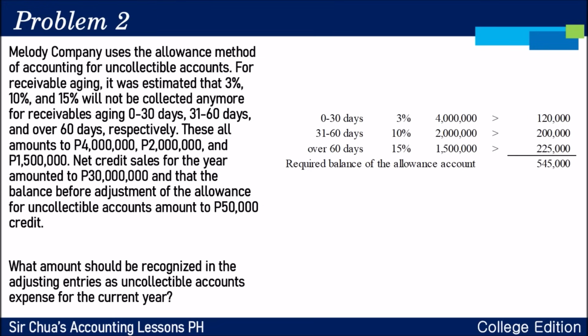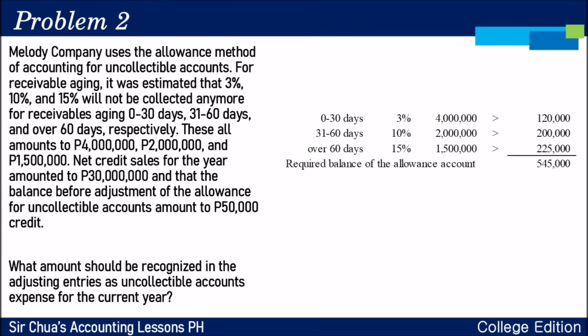not be received anymore. You estimated that you will not be receiving that anymore. So that is the required balance of the allowance account. So kumbaga, pag tinignan mo yung allowance account at the end of the year, dapat yan ang laman, 545,000. And remember that the allowance account has a credit balance. Dapat po kasi talaga dapat credit balance siya. Kaso may nakalagay na daw po na 50,000 before adjustment.